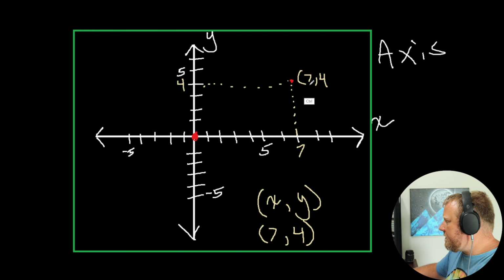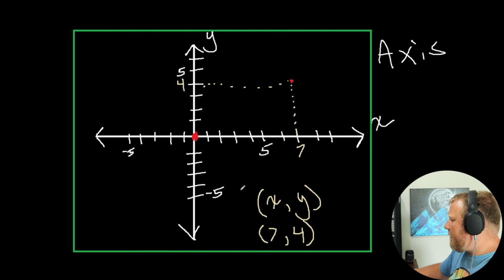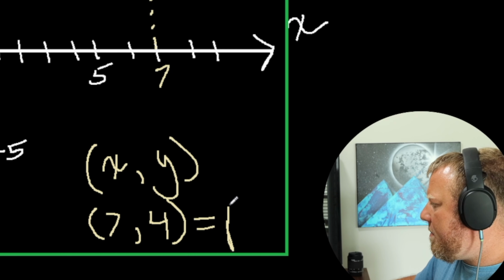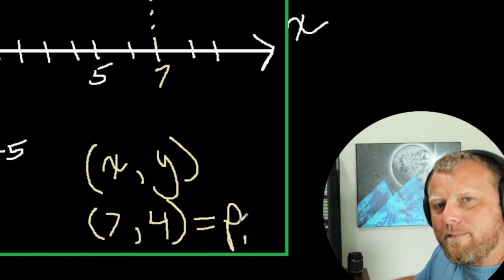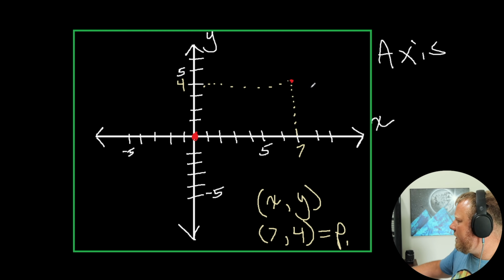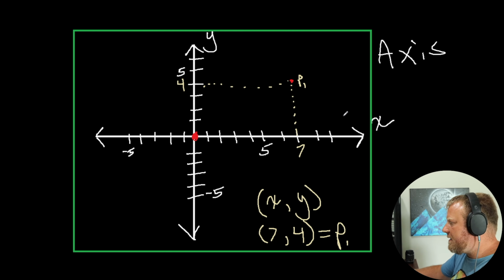Or that might get cumbersome, so instead of doing that, why don't we just set 7, 4 equal to a position. We'll call it P, and I'll put a little 1 here to say, hey, position 1. I want position 1 to be at 7, 4. So I can label this little position here as P1. Hope that makes sense. Let's do another example.